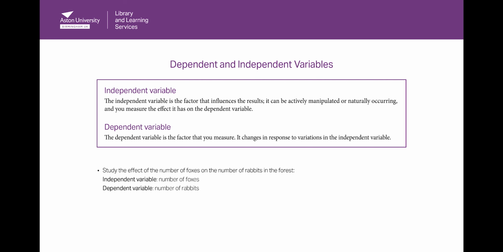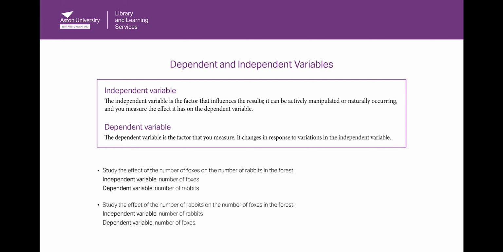We are studying how the number of foxes affects the number of rabbits in a forest. The independent variable is the number of foxes, the dependent one is the number of rabbits. We measure how the population of rabbits changes in response to changes in the population of the foxes.